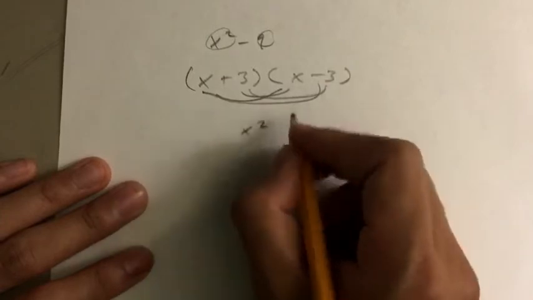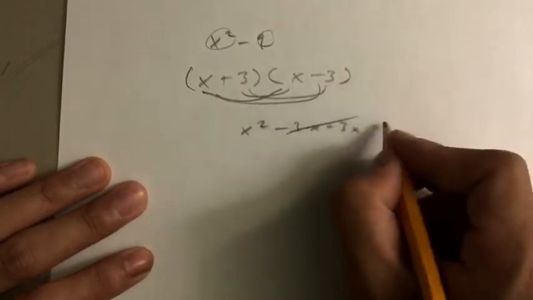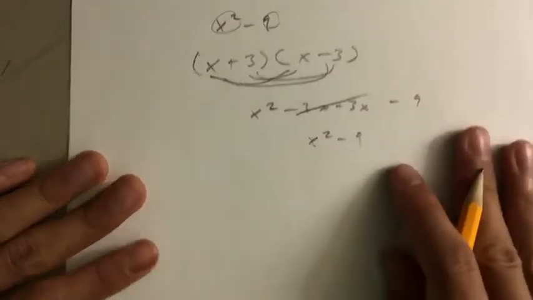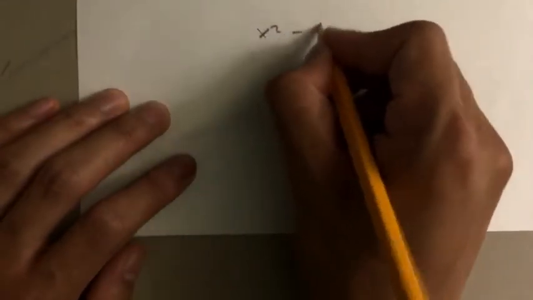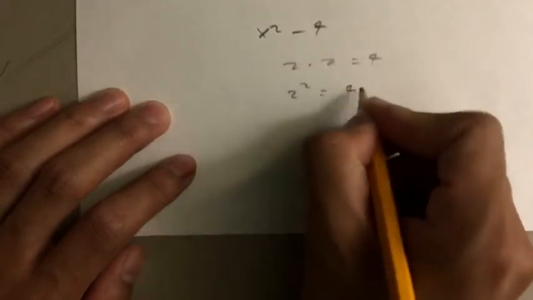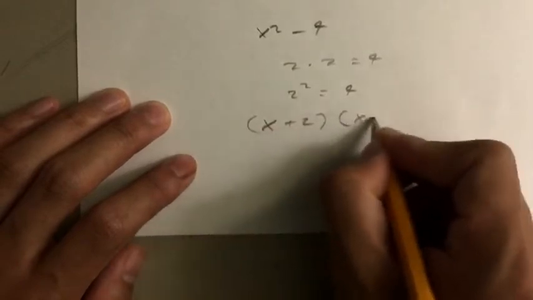So x squared minus 3x plus 3x, that's just 0, and then minus 9. So we have x squared minus 9. I'll show you another difference of two squares. X squared minus 4. Now you remember that's 2 times 2 equals 4. 2 squared equals 4. So it's x plus 2, x minus 2.